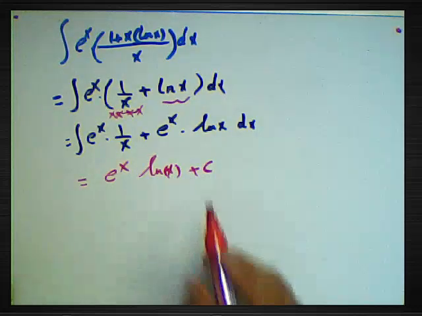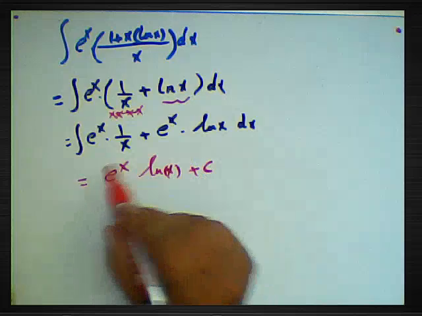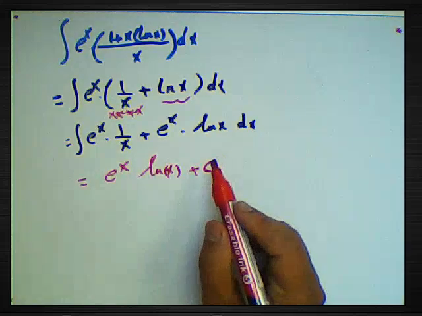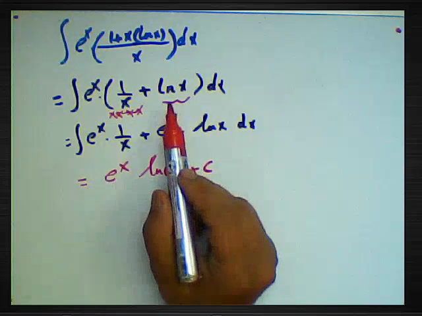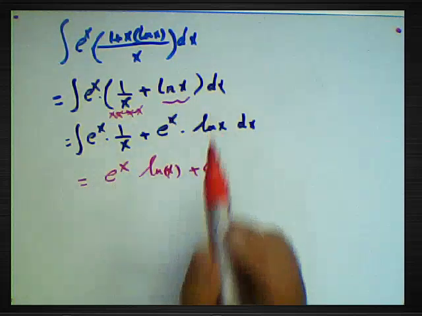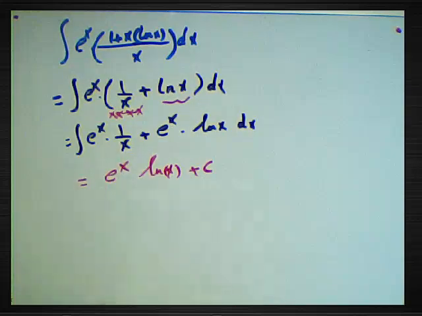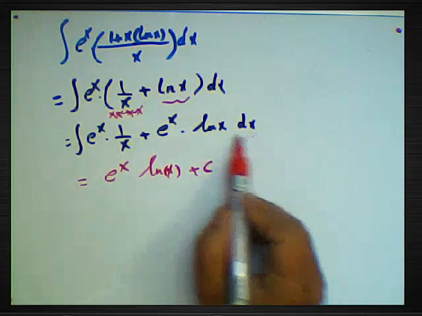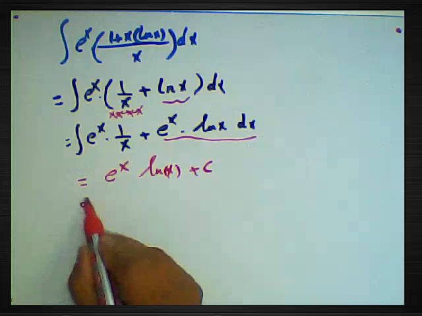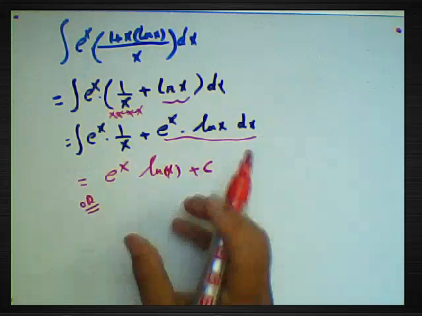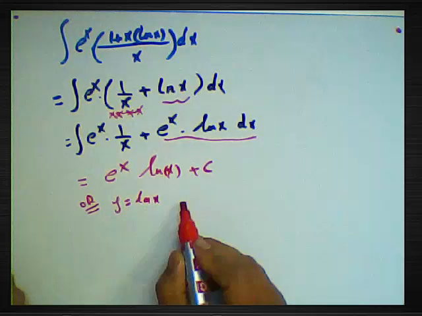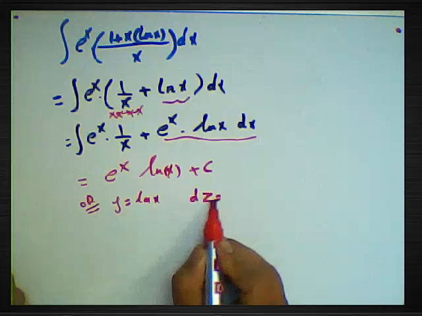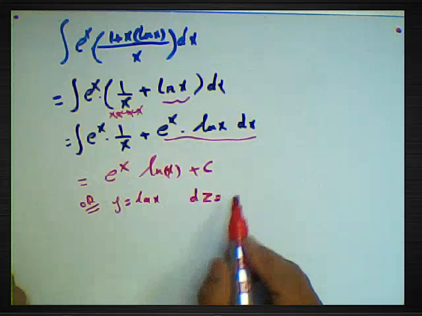Or you can use another method for this example. Let y equal ln of x and dz equal e power x dx to find the integral of the function. Or you can solve this example by another method. Let y equal ln of x and dz equal e to the x dx.